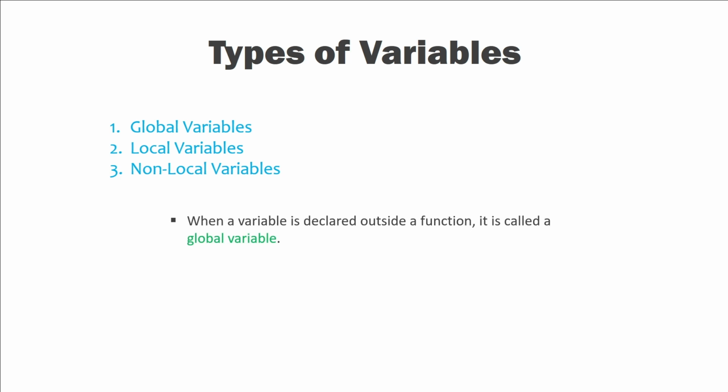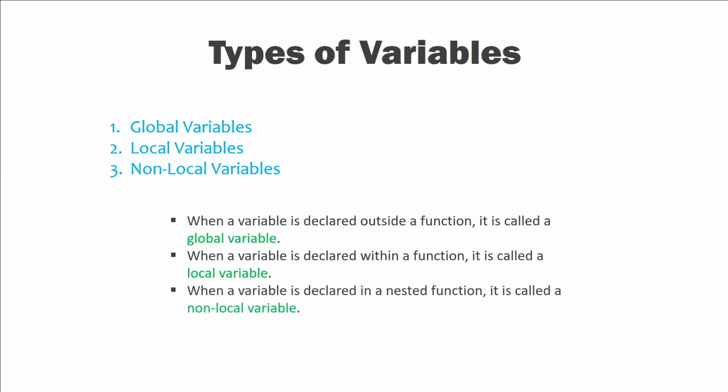When you declare a variable outside a function, it is called a global variable. But when you declare a variable within a function, it is called a local variable. And if you declare a variable in a nested function, it is called a non-local variable. In this lecture, we will discuss global variables and local variables, and you will learn about non-local variables after learning nested functions. So let's understand global and local variables with the help of examples.